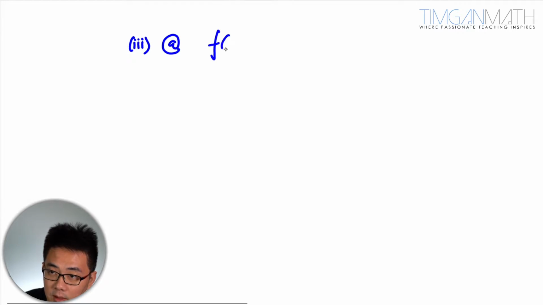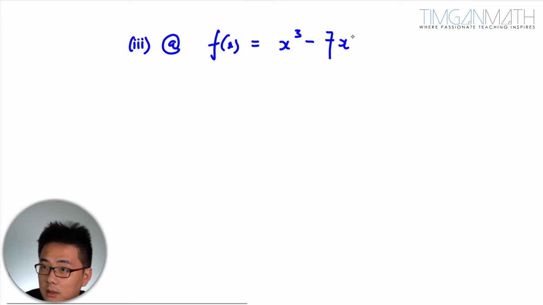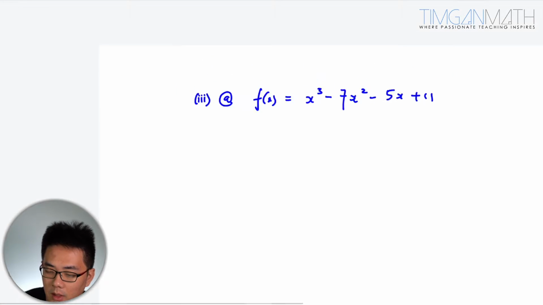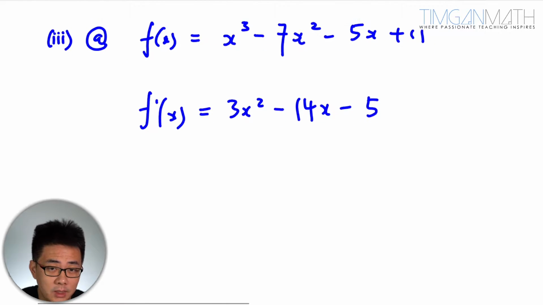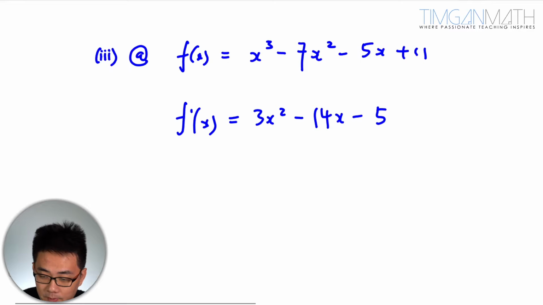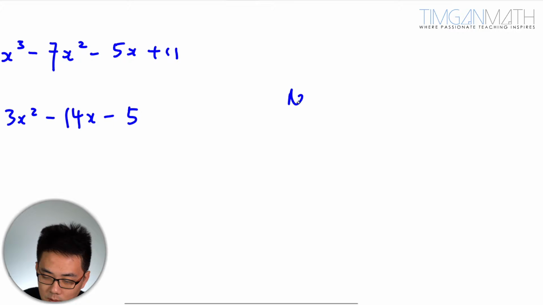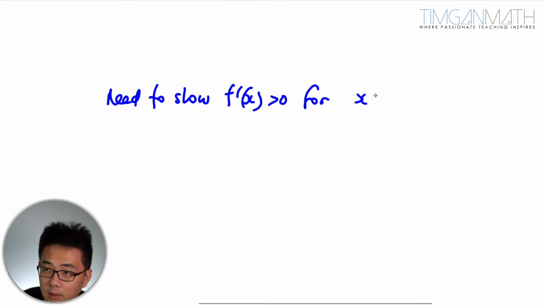Okay, so f(x) is actually just x cubed minus 7x squared minus 5x plus 11. So in this case, I'm going to do f prime x equals 3x squared minus 14x minus 5. Now my whole goal here is to show that this is always bigger than 0 for the domain. Need to show that f prime x is bigger than 0 for x at least 6.